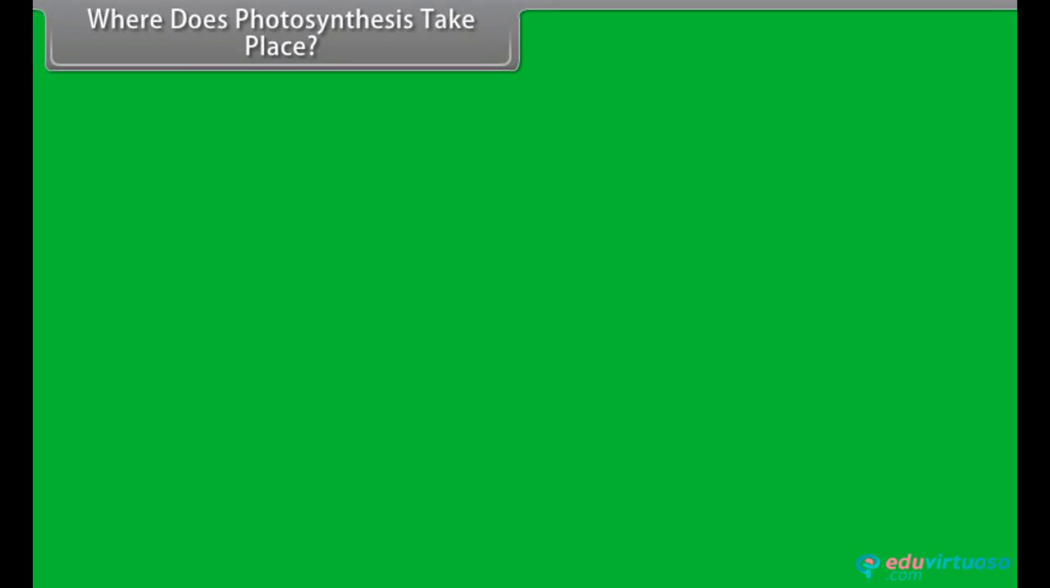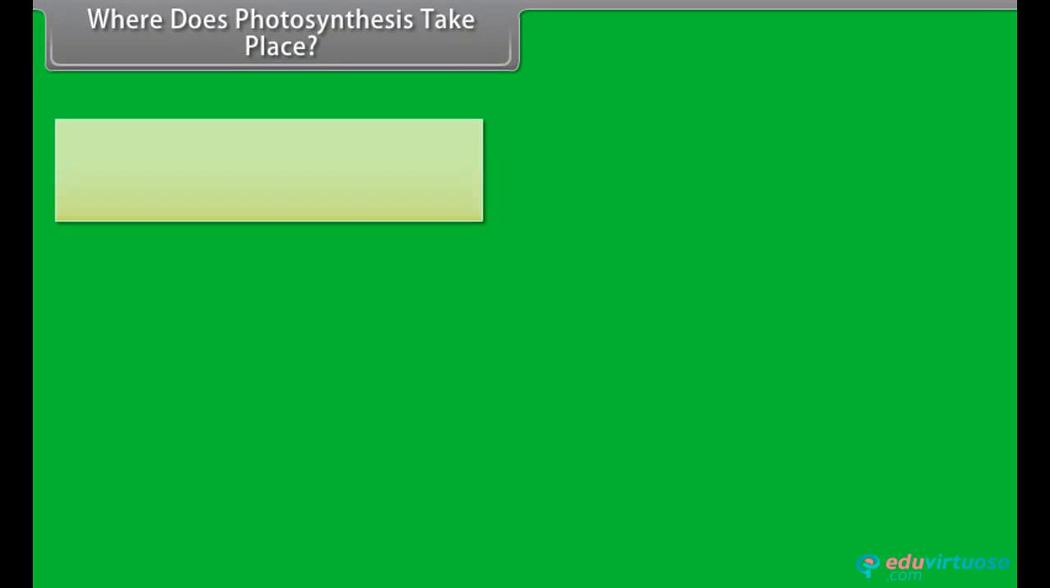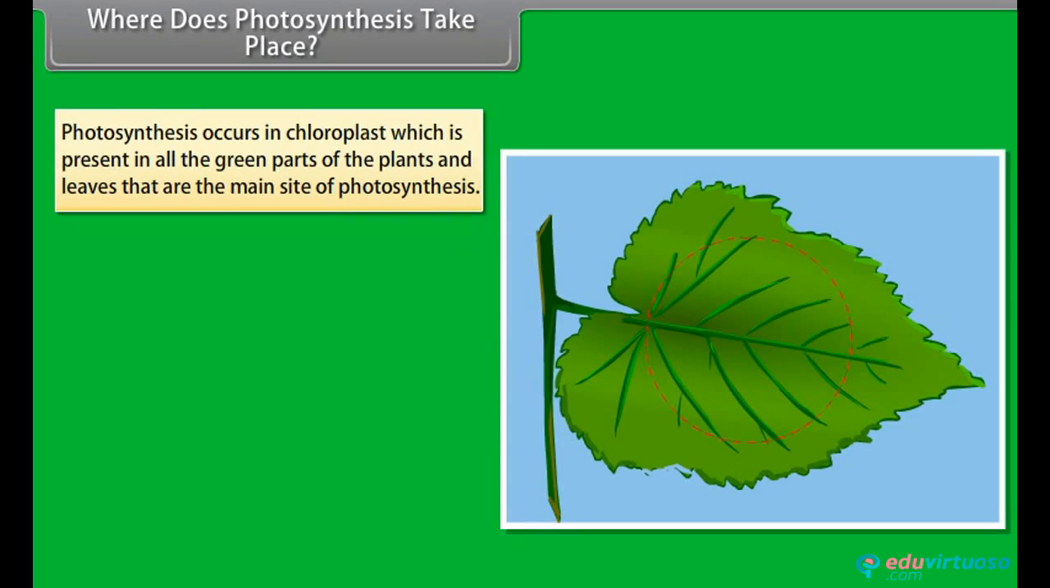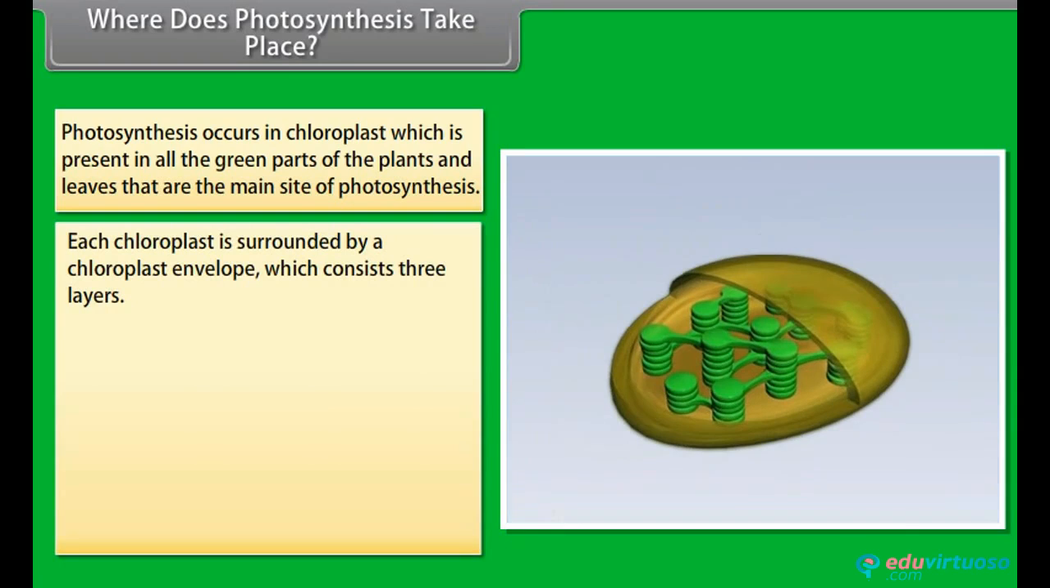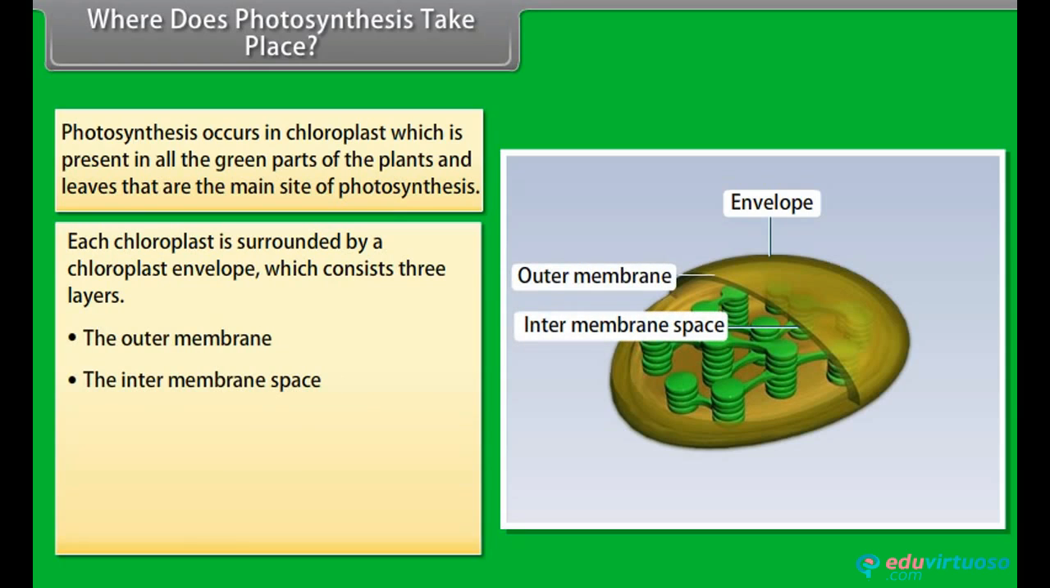Where does photosynthesis take place? Photosynthesis occurs in chloroplast, which is present in all the green parts of the plants, and leaves are the main site of photosynthesis. Each chloroplast is surrounded by a chloroplast envelope which consists of 3 layers. They are the outer membrane, the intermembrane space, and the inner membrane.